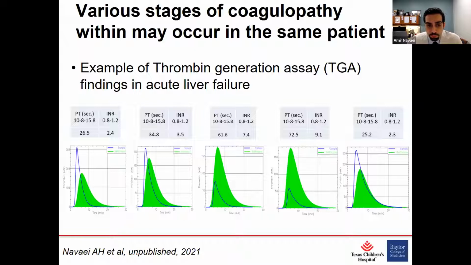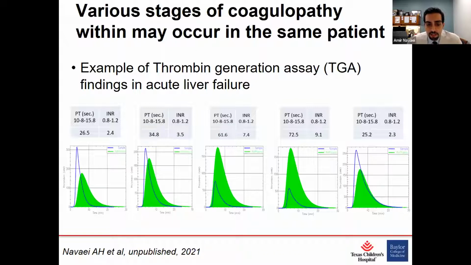This is an example of a patient presenting with acute liver failure in the setting of acetaminophen toxicity. As you can see, the INR initially starts at 2.4 and gradually increases up to 9.1. And then as the liver recovers, the INR goes back down to 2.3. As Dr. Bashir also mentioned in her great talk, the INR, as we usually know it, is not reliable, and we're going to talk more about that in the subsequent slides.